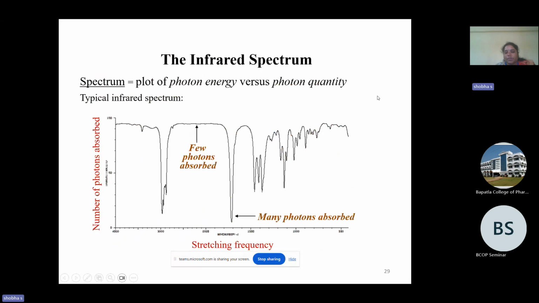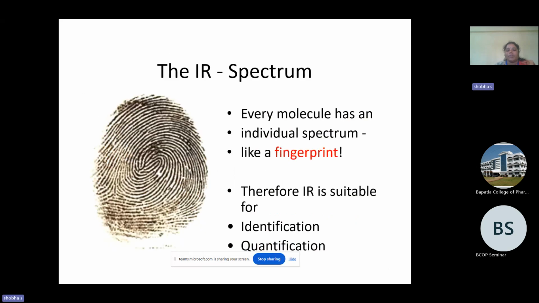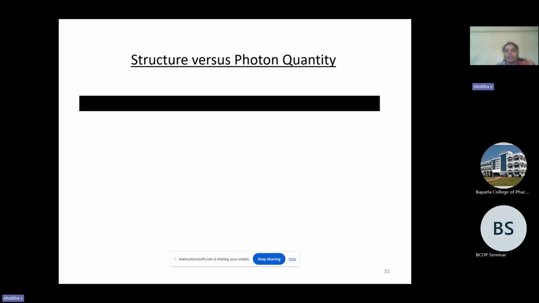The region ranges from 400 to 4000. 400 to 1500, we say, is for metallic as well as inorganic compounds. From 1500 cm inverse to 4000, we say this is the functional group region, where we see the absorption; the spectrum comes in this region only. So finally, IR is suitable for identification and also for quantification.